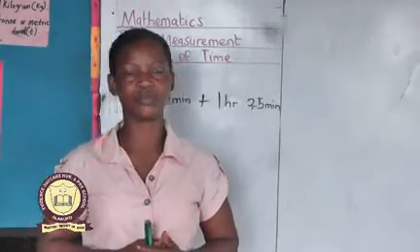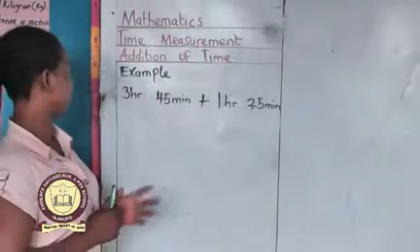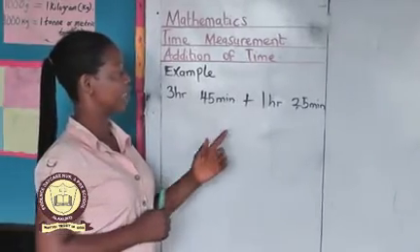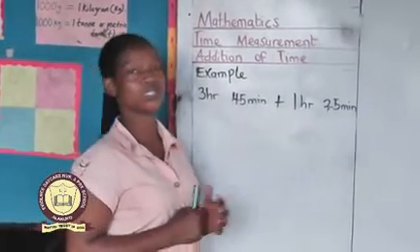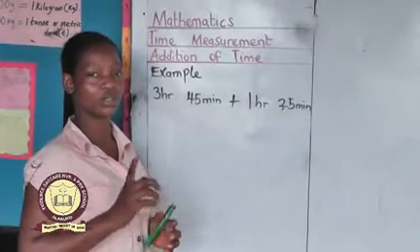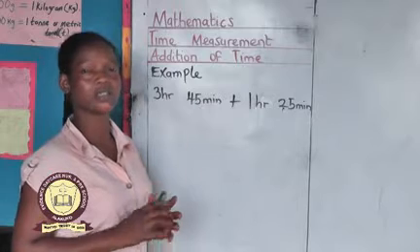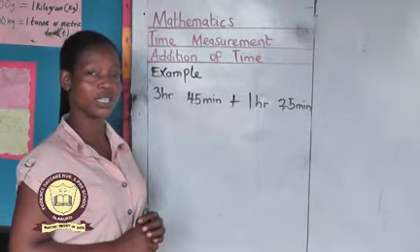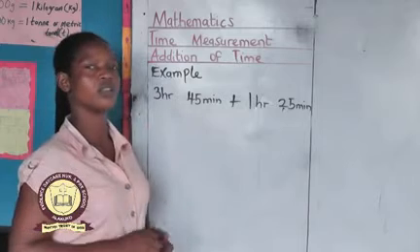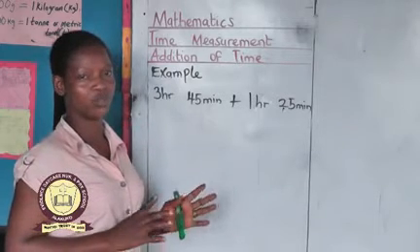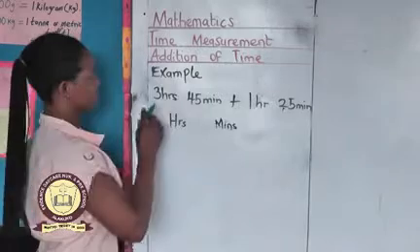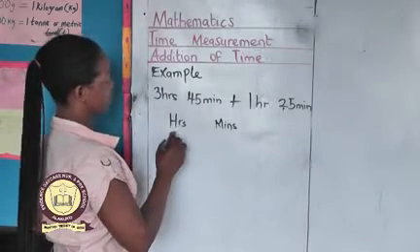Now, let's take this example. We want to add 3 hours 45 minutes and 1 hour 25 minutes together. How are we going to do this? The first thing that you must know is your minutes. You know that in your minutes you have 60 minutes to give you 1 hour. You don't add time the way you add your tens and units.